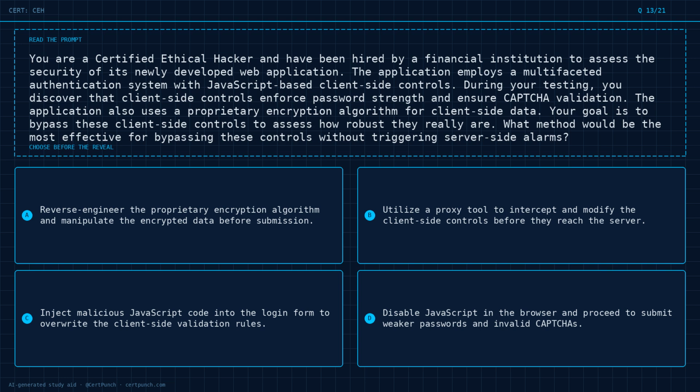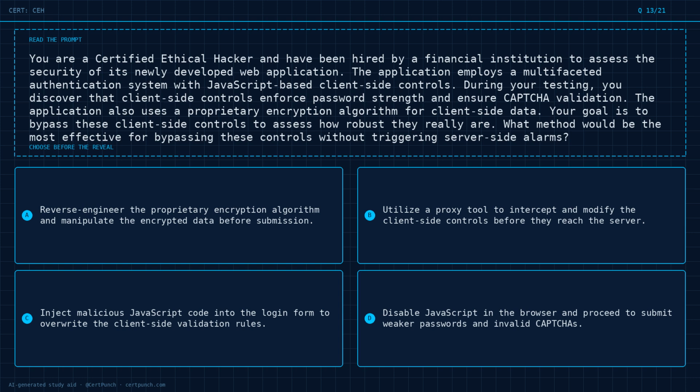Question 13 of 21. You are a certified ethical hacker and have been hired by a financial institution to assess the security of its newly developed web application. The application employs a multifaceted authentication system with JavaScript-based client-side controls. During your testing, you discover that client-side controls enforce password strength and ensure CAPTCHA validation. The application also uses a proprietary encryption algorithm for client-side data. Your goal is to bypass these client-side controls to assess how robust they really are. What method would be the most effective for bypassing these controls without triggering server-side alarms?